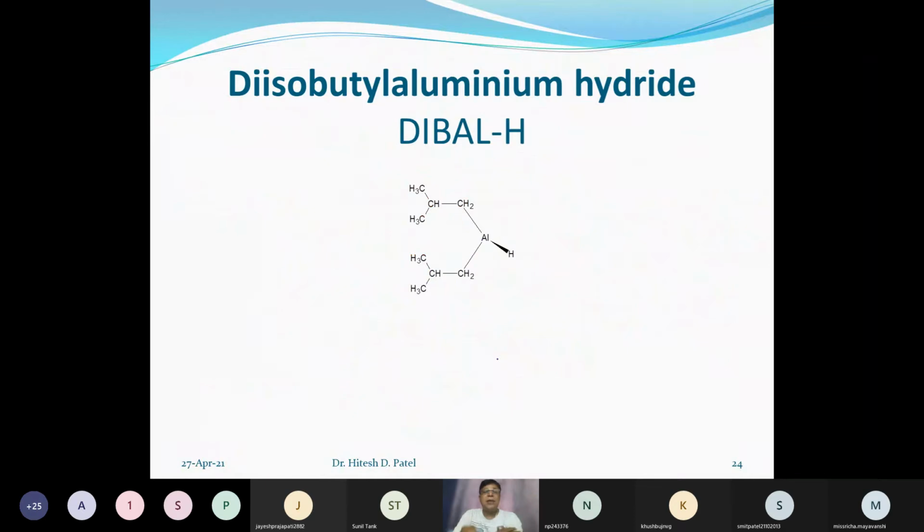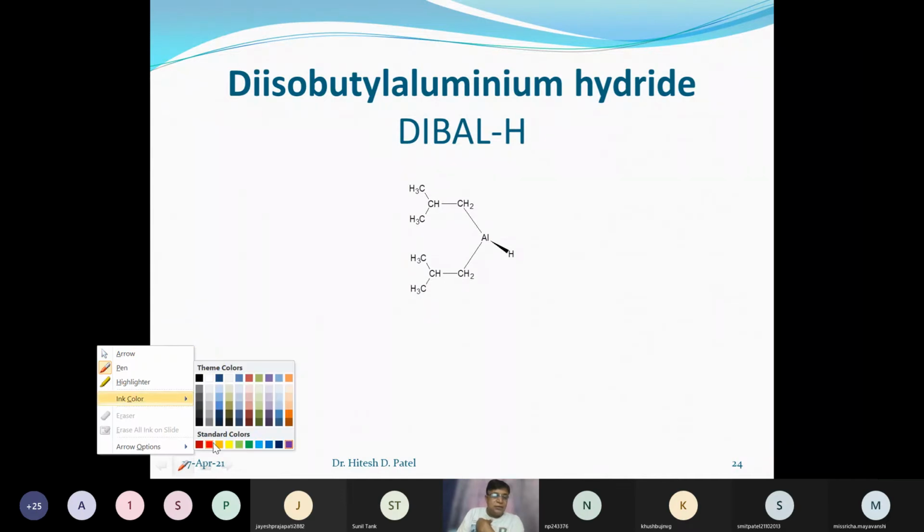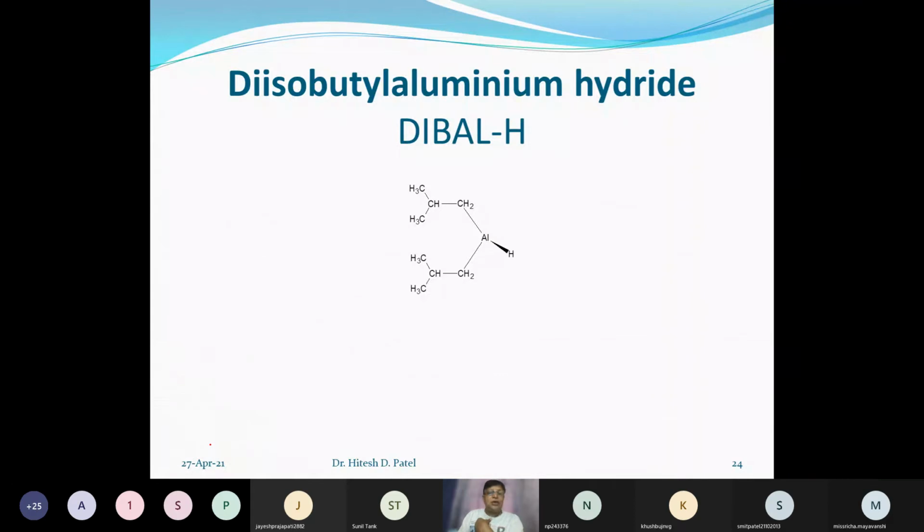Its name is DIBAL-H. Now you are very much familiar with the various types of reduction reaction. When I talk about reduction, it means addition of hydrogen. This is the common concept in our mind. Then some other definitions are also there. Removal of oxygen is also known as reduction. Then change in oxidation number, meaning decrease in oxidation number.